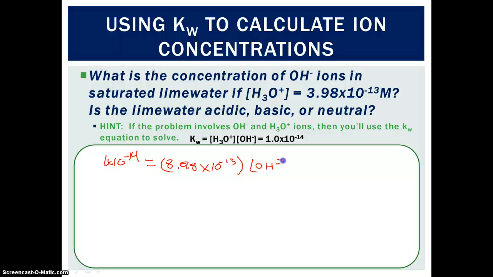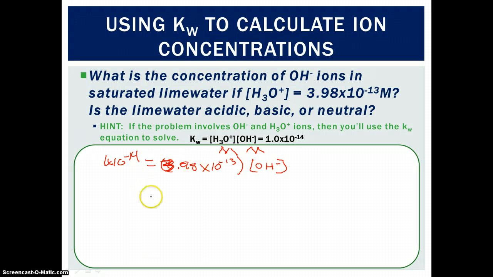I forgot to say on the previous slide, but these brackets in the equation mean concentration. So if you see brackets around hydronium ion, you're talking about the concentration in molarity. Both of these are molarities. Okay, so to find hydroxide ion concentration, I need to divide both sides by 3.98 times 10 to the negative 13.